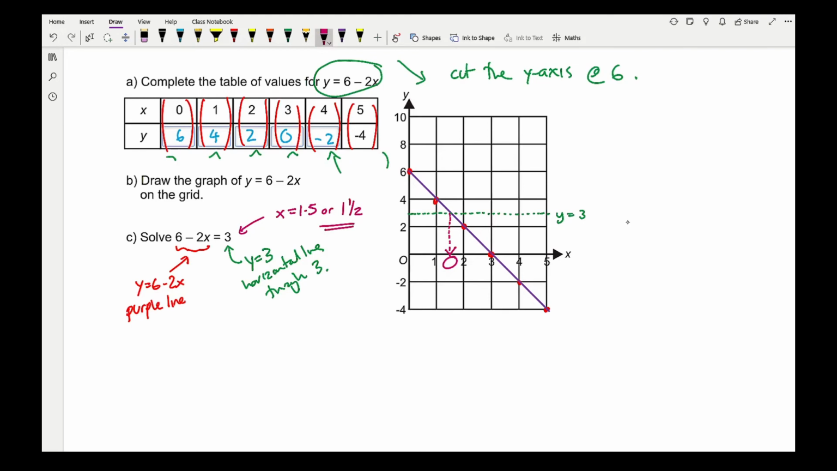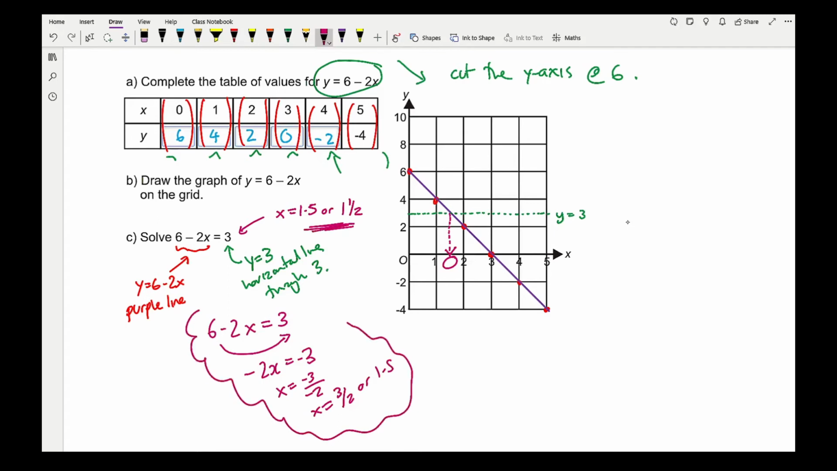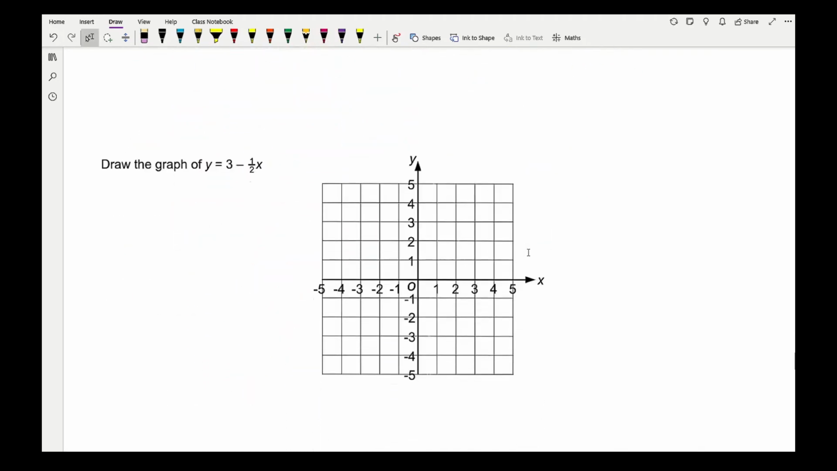Now, if it was an algebra question, because it's not really said for me to use the graph, then what I could do is take the 6 over to the side. So I've got minus 2x equals 3 minus 6, and then x equals minus 3 divided by minus 2. So x equals 3 over 2 or 1.5, which is exactly what I wrote down at the start here. So this is solving the equation algebraically, but it's just showing you that my graph gives me the same answer. So moving on to the next one.